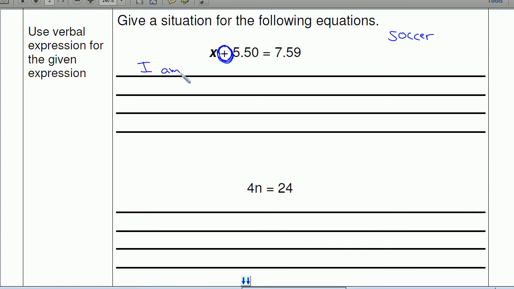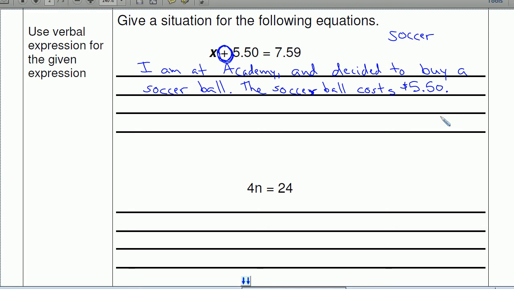I am at Academy and decided to buy a soccer ball. Okay, the soccer ball costs $5.50. Probably on sale because it's a cheap soccer ball, right? The soccer ball costs $5.50.